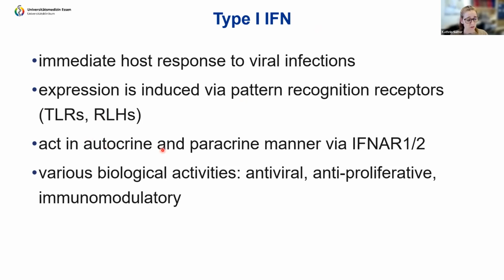These type 1 interferons can then act on the same cells, so autocrine, or they can act on neighboring cells, which is then called paracrine, via binding to their receptor. The receptor is called the interferon alpha beta receptor, and it consists of two subunits, 1 and 2. All these type 1 interferons have various biological activities. The main function is the antiviral activity, but they are also used in tumor therapy. They are anti-proliferative, but they can also influence the immune response or the effector response of immune cells.